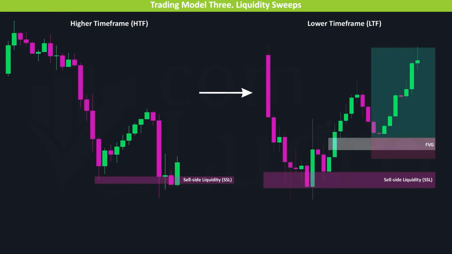The same logic applies in a bullish scenario. In this case, the focus is on sell-side liquidity resting below key lows. When price sweeps that level and closes back inside the range, it signals a bullish liquidity grab. Next, move down to the lower time frame and wait for a bullish fair value gap that forms immediately after the sweep. This gap serves as the entry zone.